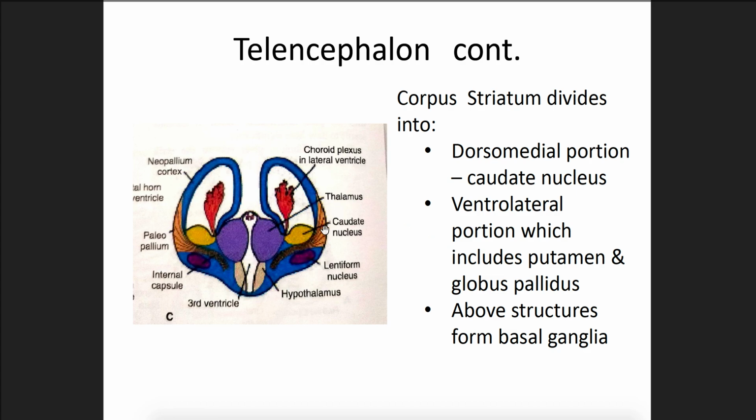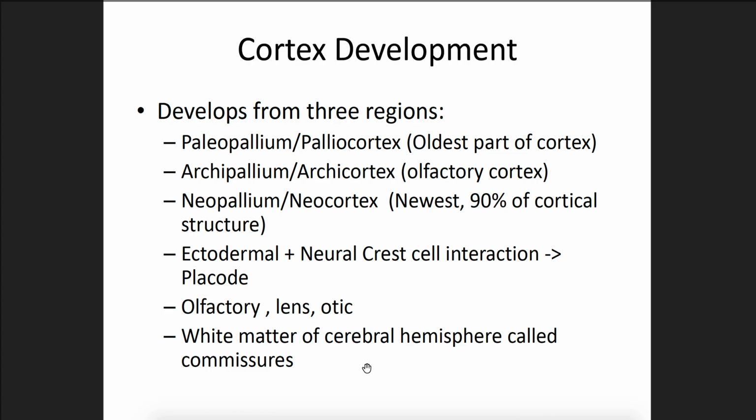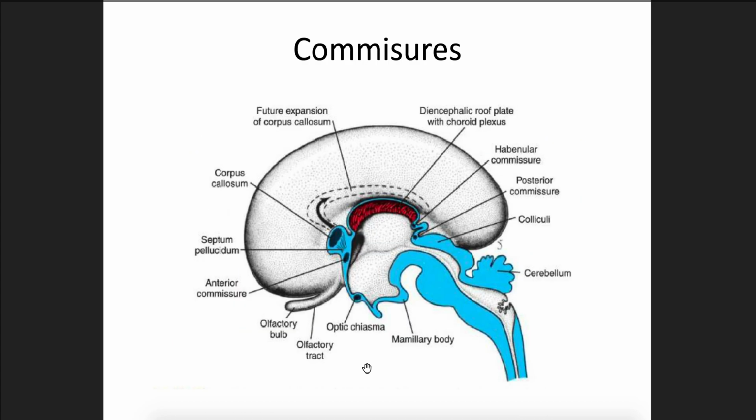And the corpus striatum is important because it divides the nuclei of the basal ganglia. You see the caudate nucleus and the lentiform nucleus. And the basal ganglia are important nuclei concerned with motor activity. So that brings us to an end to the development of the cerebral hemispheres.